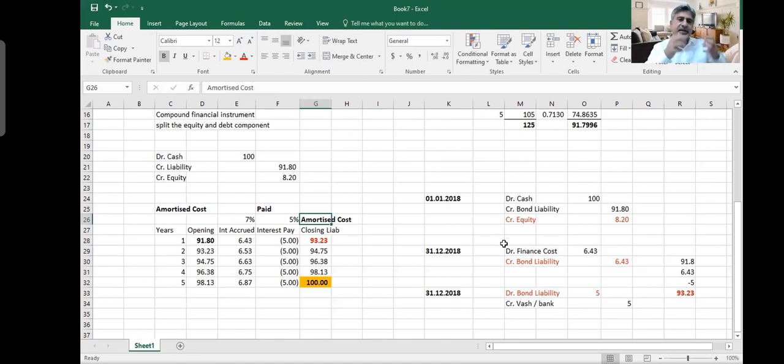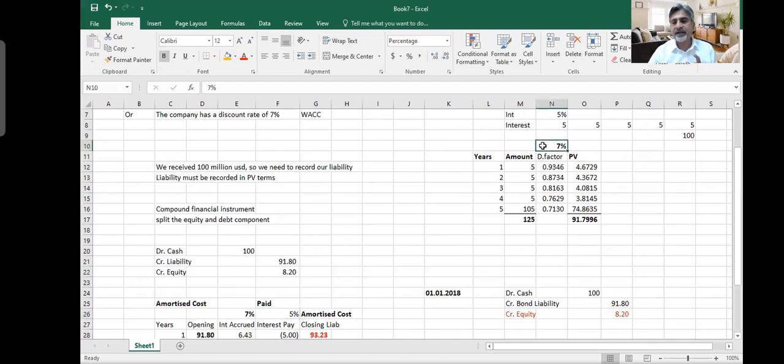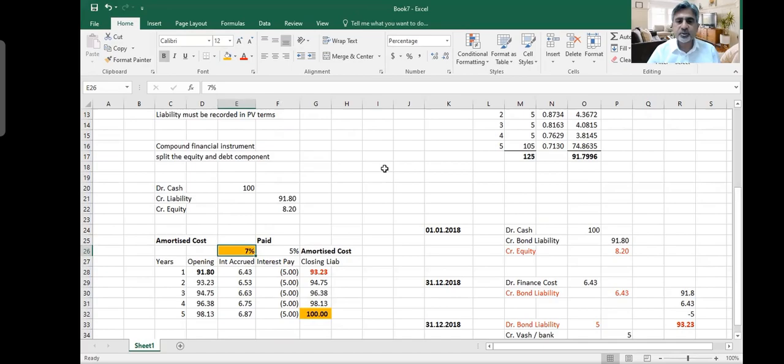Amortized cost means the present value of the total liability plus the accrued interest at your effective interest rate, minus the interest which you have paid out, the 5% coupon rate. Now, if you pay attention, the discounting I did at 7%, and the compounding I'm again doing at 7%. So there is no role for this 5%.